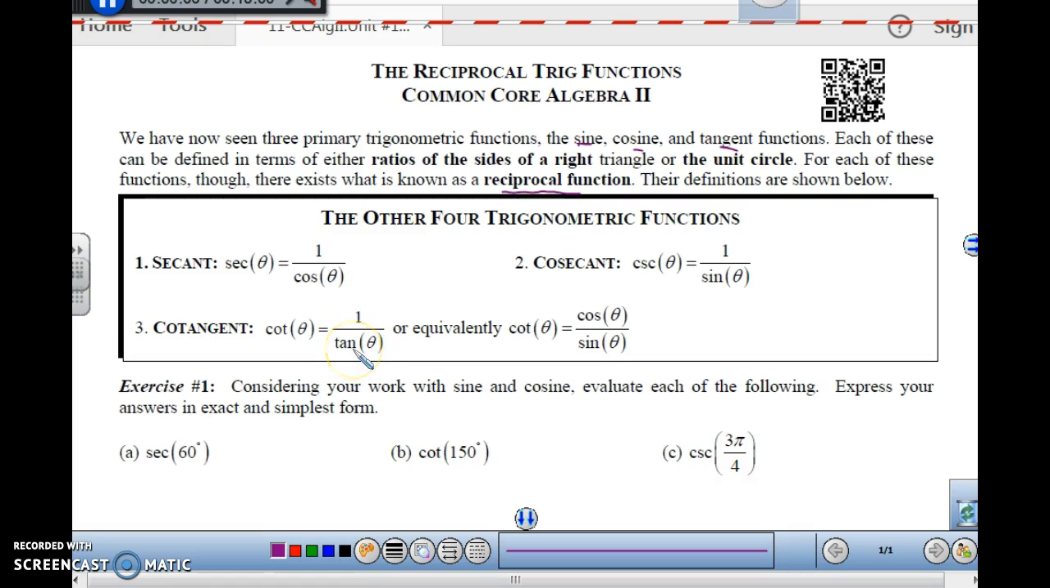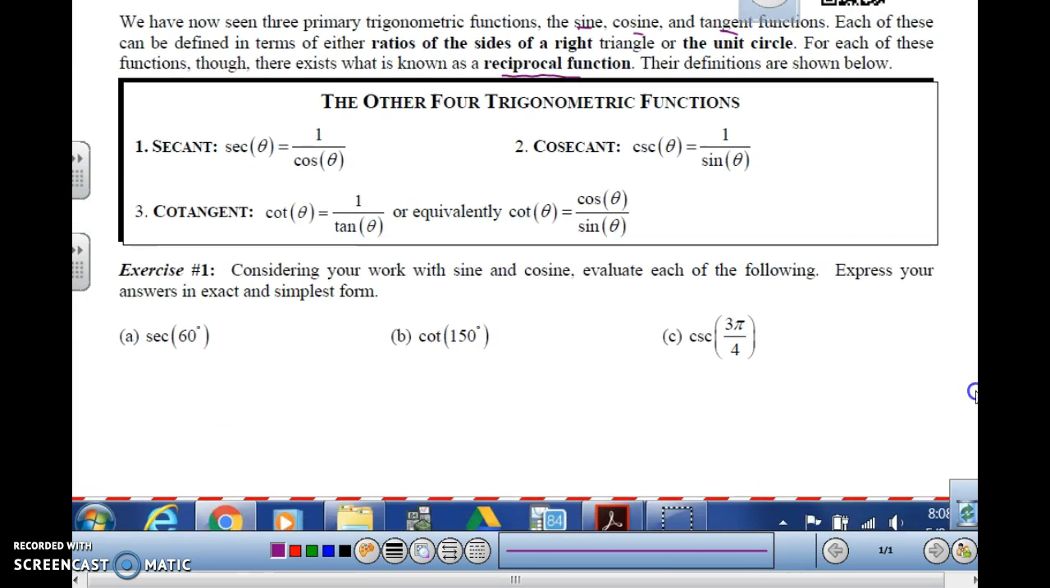Since we know that tangent is sine over cosine, cotangent will actually be cosine over sine. So those are the three you need to know. The reciprocal of cosine is secant, the reciprocal of sine is cosecant, the reciprocal of tangent is cotangent. But by working with sine and cosine, we can figure these out pretty easily. So, the secant of 60. Let's figure out the answers in exact or simplest form.